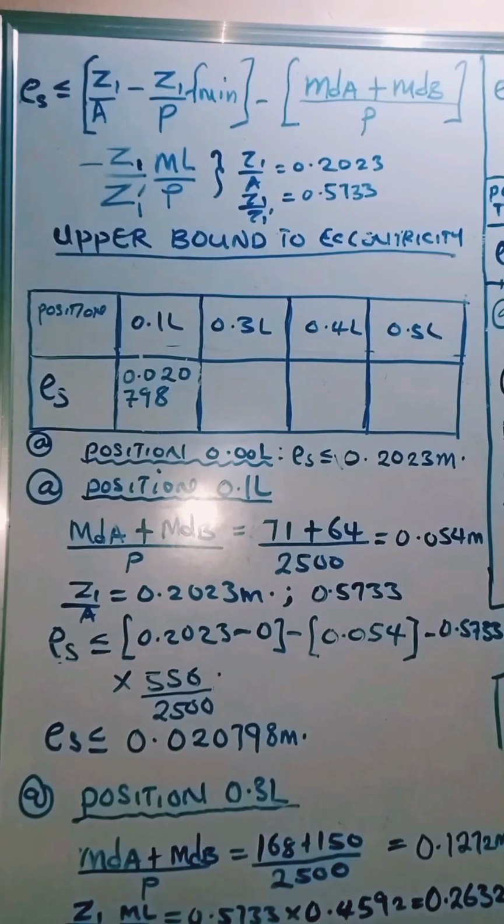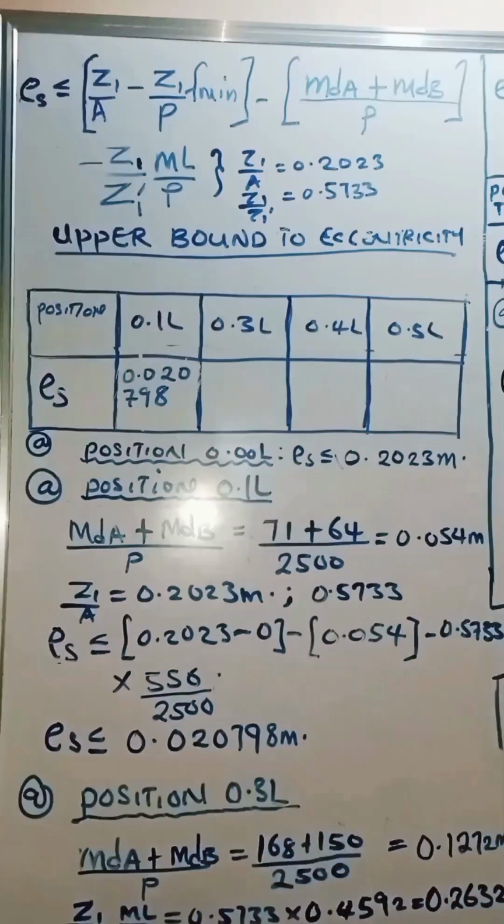All right, so looking at the upper band limit of the cable eccentricity, we recall the equation: e_s is less than Z1 over A minus Z1 F minimum over P. We have it as minus MdA plus MdB over P minus Z1 over Z1 prime ML over P. All right, so we have the Z1 over A to be 0.2023 meters. We have Z1 over Z1. Let's do the upper band limit of eccentricity.